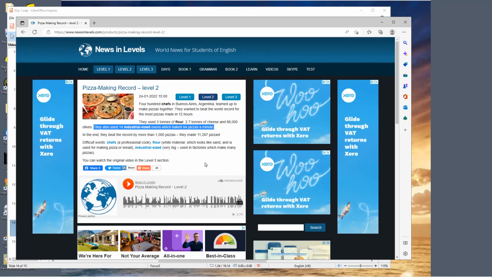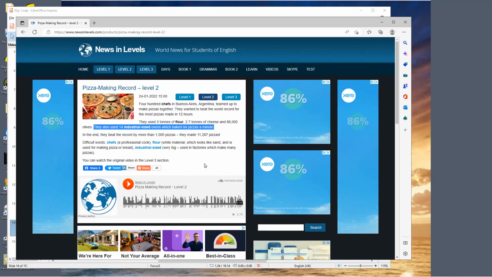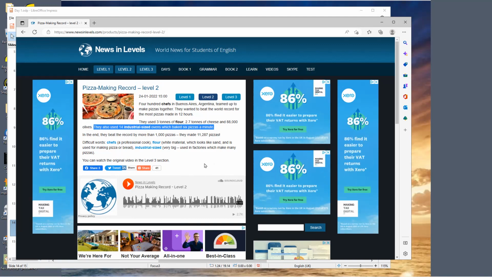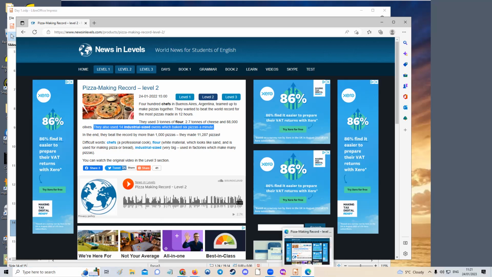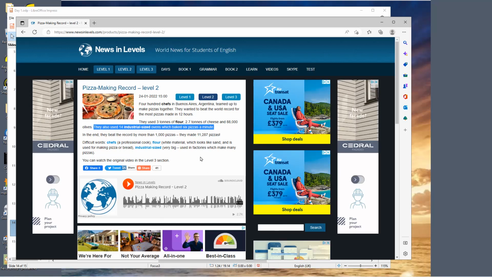Because this verb is changing in past simple. Use, and then -ed. Used. Yes. Exactly. Really good. So hopefully you'll see that these articles are really fun and interesting. And so let's see what they do with all of this information in level 3.